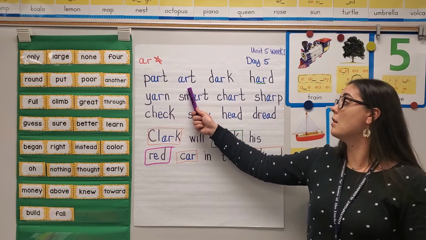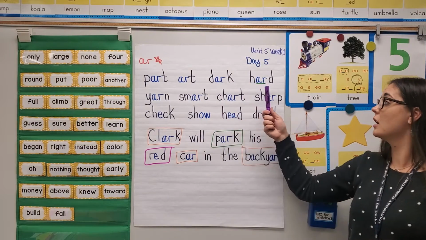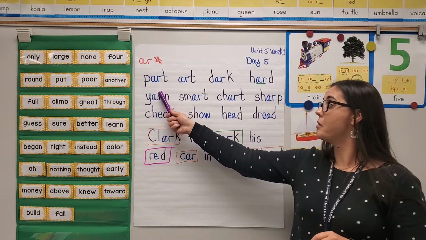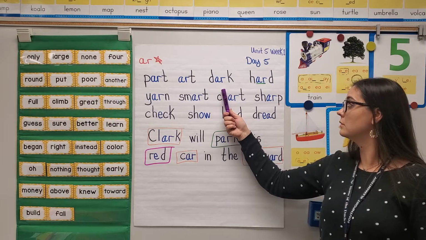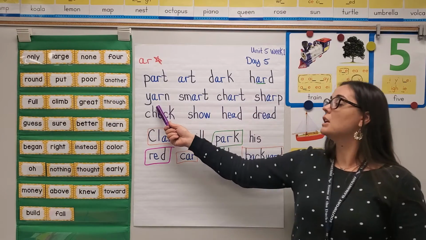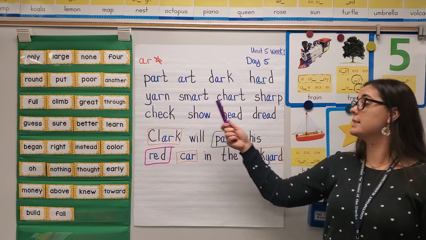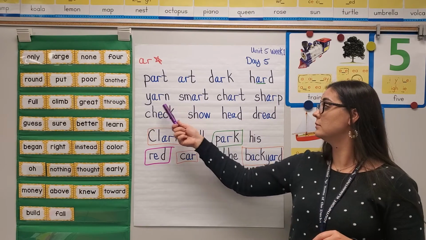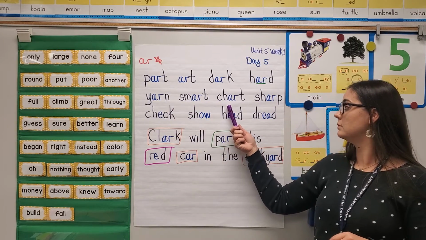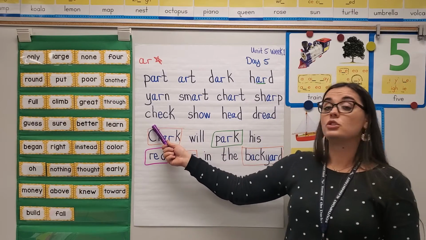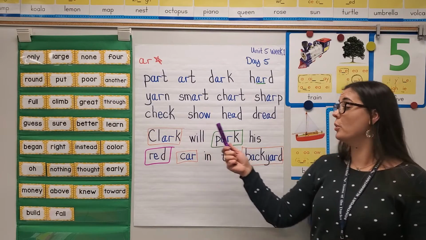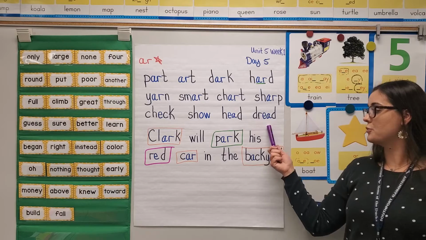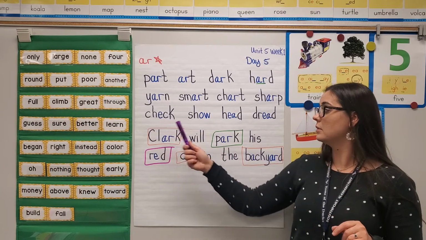All right, let's read our whole blending board. Part, art, dark, hard. Your turn. Beautiful. Yarn, smart, chart, sharp. Your turn. Check, show, head, dread. Your turn.